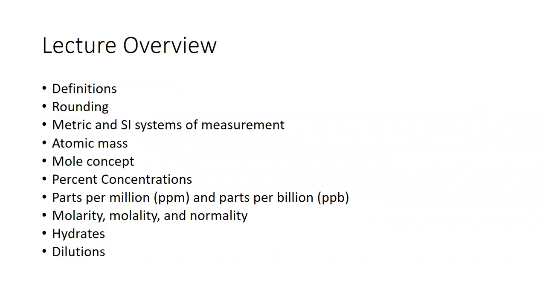So in this lecture, we're going to discuss some definitions, how to do rounding in the clinical lab, which is different than what you're used to in your math class, the metric and international systems of measurement, atomic mass, moles, percent concentrations, parts per million and parts per billion, molarity, molality, and normality. And these are all ways to describe concentrations of a solution, as well as hydrates and, very briefly, dilutions, since we will be covering those in significantly more detail as the semester progresses.